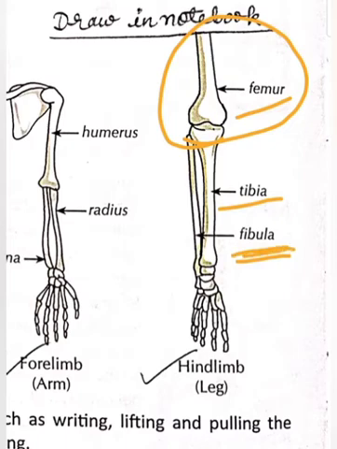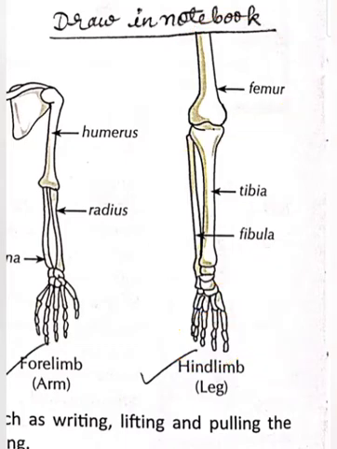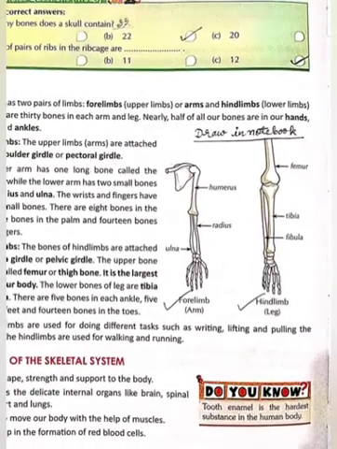Okay. Then there are 5 bones in each ankle. Like you have 5 bones in the palm, there are 5 bones in each ankle. 5 bones in the feet and 14 bones in the toes. Here are total 14 bones. Okay. So this was about your forelimbs and hind limbs.